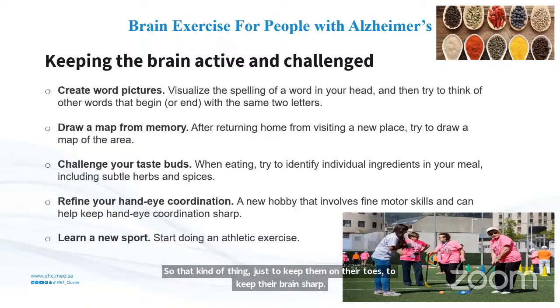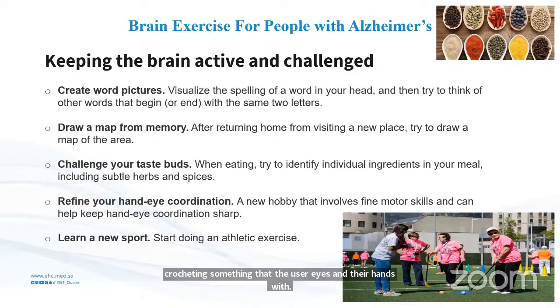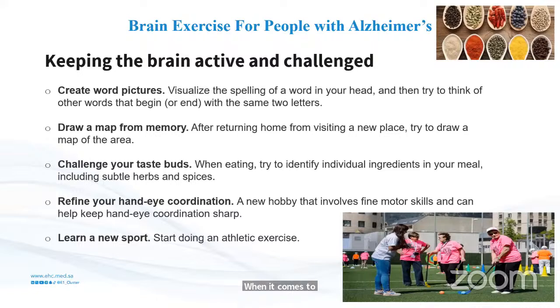Also, refine your hand-eye coordination. That kind of refinement is similar to motor skills. Something like knitting or crocheting, where they use their eyes and their hands. That would be more applicable to females, but for males it could be fixing things with their hands. They can screw in a nail or fix anything, doing things with their hands and seeing the result. Basically, we're working on motor skills here.